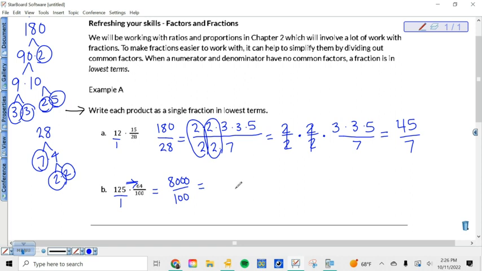So let's think about something else. I can rewrite 8,000. That's the same thing as 100 times what? Not 8, 80. Yeah. So now I've got 100 times 80 in my numerator and 100 in my denominator. What does the numerator and denominator have in common? Yeah. So I could rewrite this as 100 over 100 times 80. And what's 100 over 100?